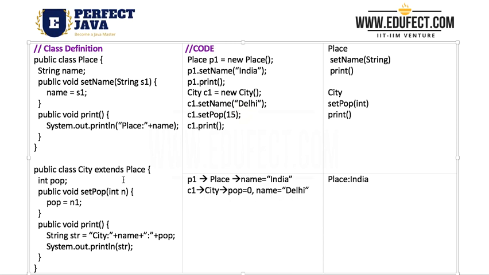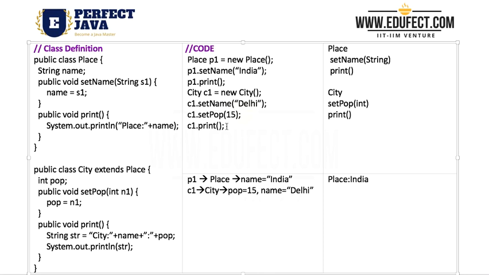c1.setPop(15). So we'll start looking for the method setPop for the object c1. c1 is an object of type city. So we'll start looking in city. Is there a method of type setPop? Yes, we found it. And we have passed the value 15 to it. So pop gets the value 15.